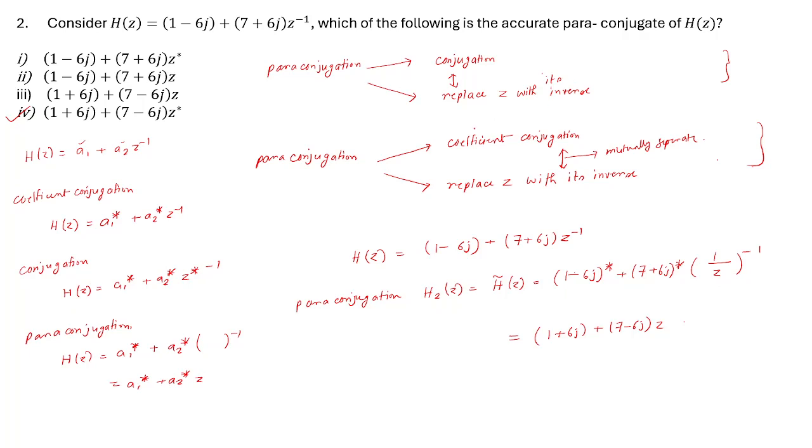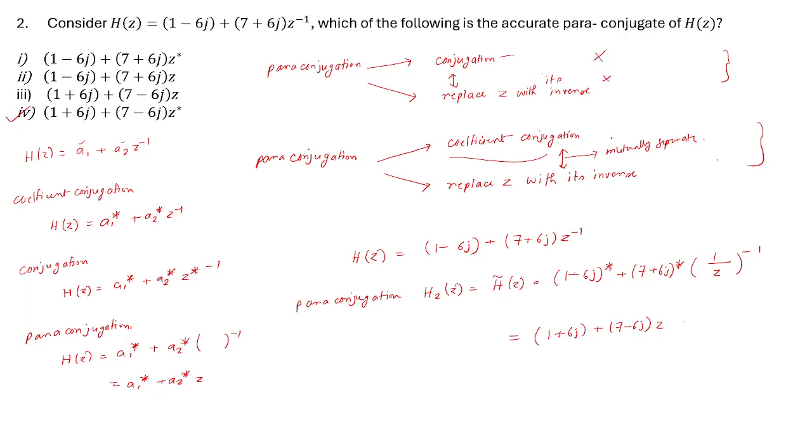So let me re-highlight the paraconjugation here. Paraconjugation consists of two properties, let's say two mutually separate ones. That is coefficient conjugation, that is you take the complex conjugate of complex coefficients, and you also replace Z with its inverse, but nothing about complex conjugate of Z here. So this is not a very correct way to explain, because here conjugation actually results into ending up taking complex conjugate of Z also, then replacing Z with its inverse. It's not at all a correct explanation, so this is not a correct one.